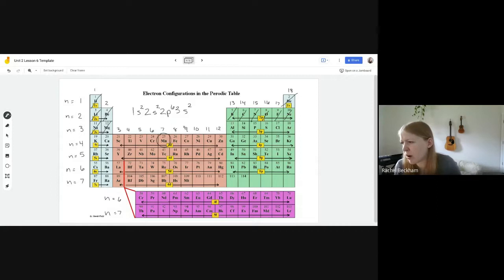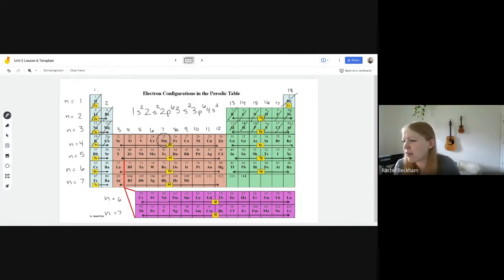I'm just going to keep going across. I'm not going to skip down or anything. So row 3, section P. 1, 2, 3, 4, 5, 6, 3p6. Now I'm done with row 3, and now I'm on row 4. Row 4, section S, 2 blocks like that.